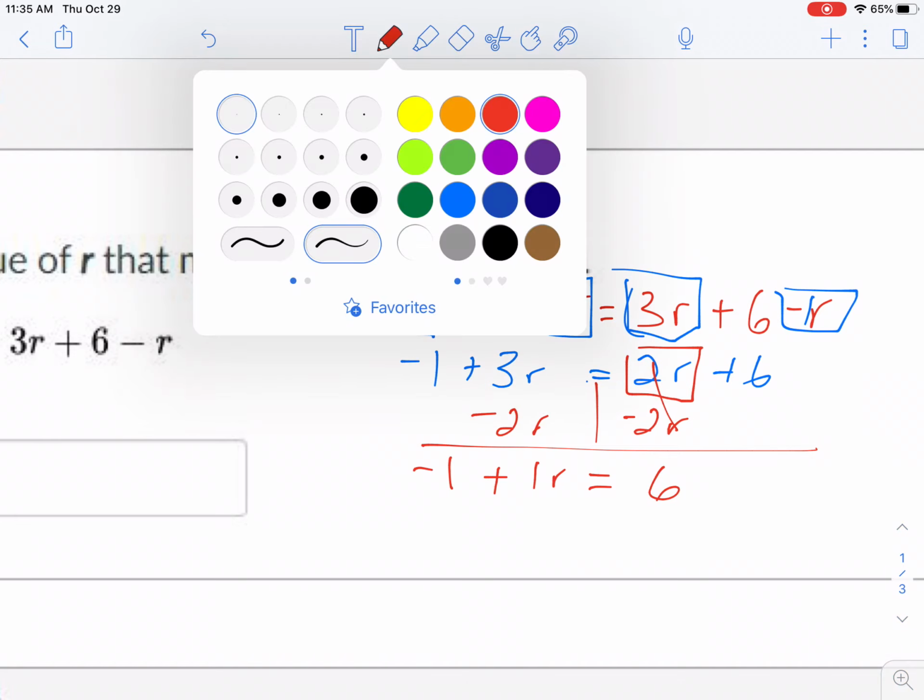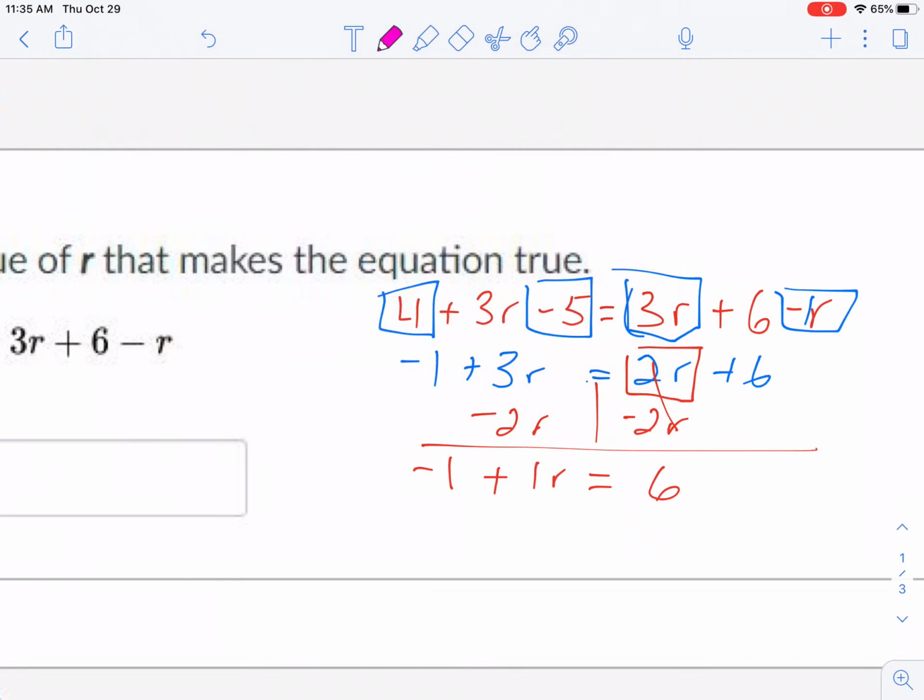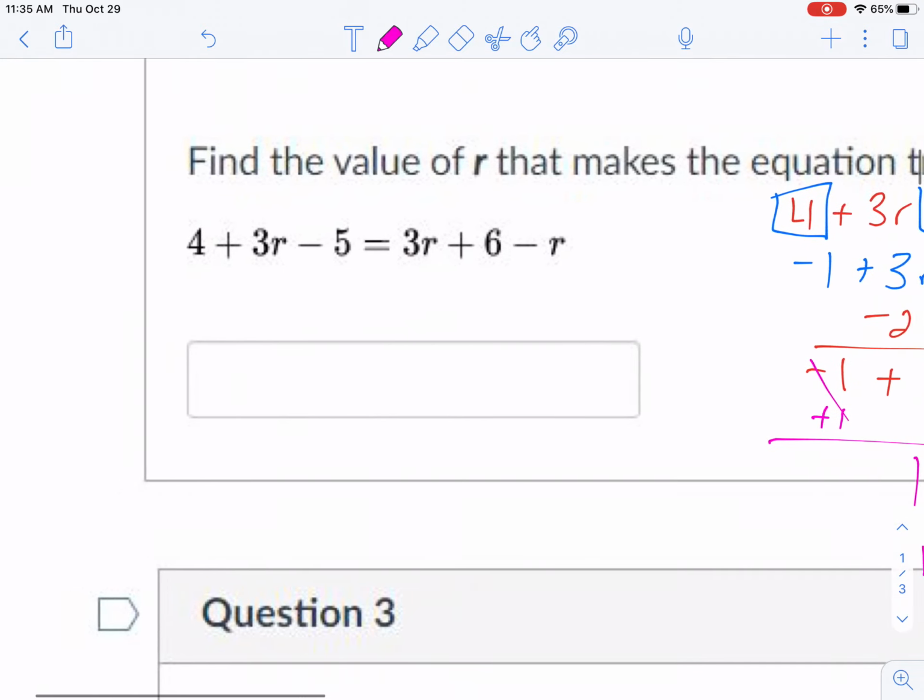The next step says to do the inverse of addition. We don't have addition in this case. We have minus 1, so we're going to add 1 to both sides. We then get those to cancel. 1r drops down. Equal sign drops down. 6 plus 1 is 7, which is the same as saying r is equal to 7. So I would put 7 here.